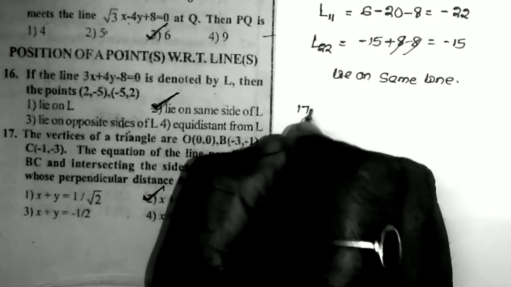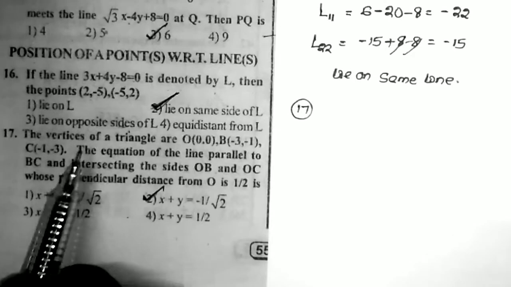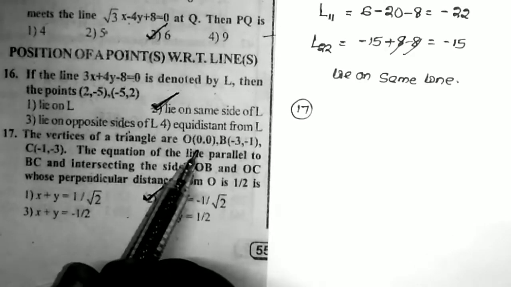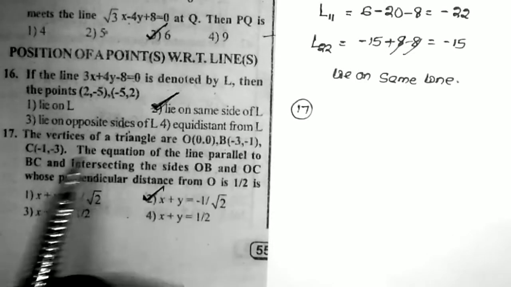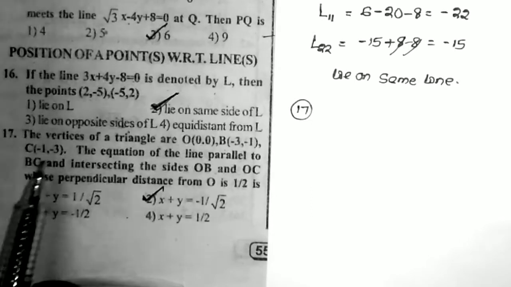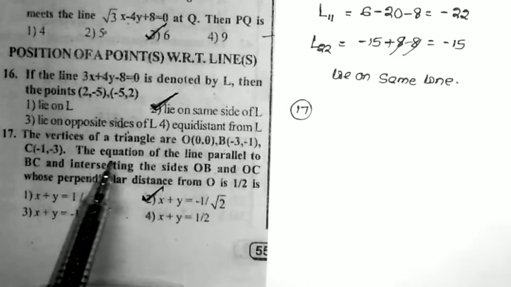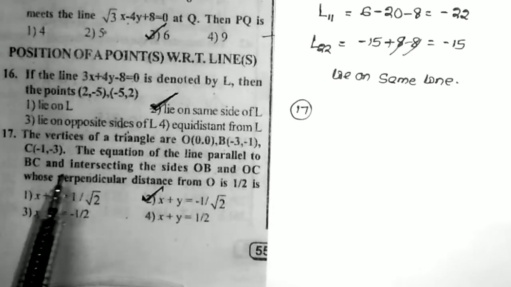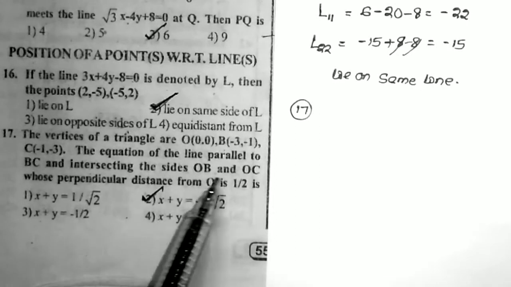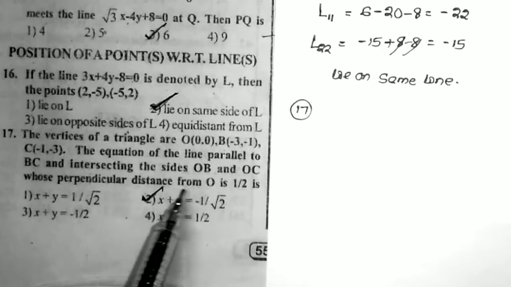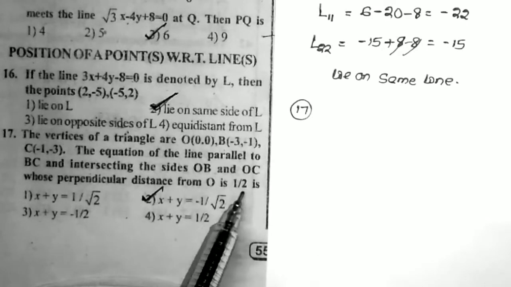Next, sum number 17. 17th question. The vertices of a triangle are O = (0, 0), B = (-3, -1), C = (-1, -3). The equation of the line parallel to BC and intersecting the sides OB and OC, and whose perpendicular distance from O is 1/2.